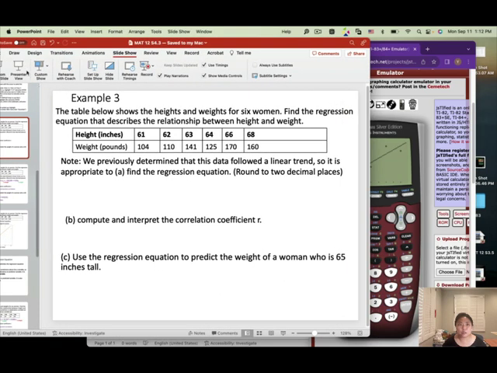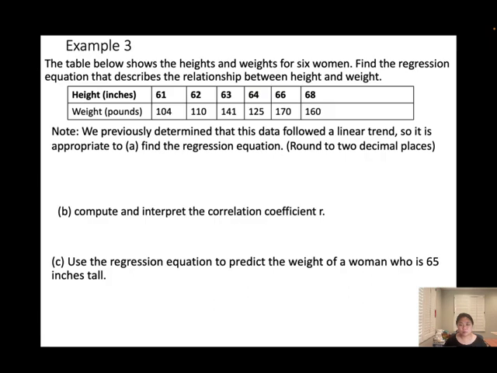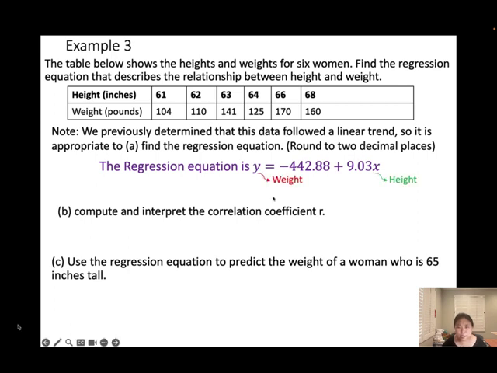Okay, go back to here. First, the regression equation will be equal to this. And y represents your weight. This is the dependent variable. And x represents the height here. This is the independent variable. And r equals 0.88. Interpret the correlation coefficient: that is a positive and strong correlation.